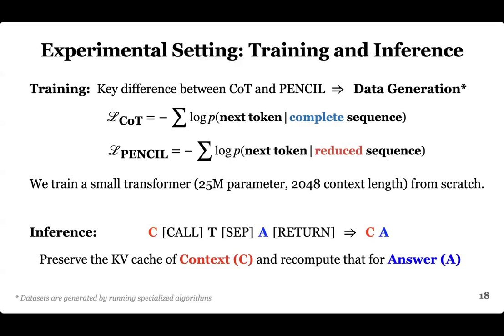During inference, whenever we trigger this reduction rule that eliminates the thoughts, we can preserve the KV cache of the context part, and we only need to recompute the KV cache for the answer part, because when we merge the answer into the context, its position will change. But compared with the context, the computation is marginal, so it will not introduce much additional compute.